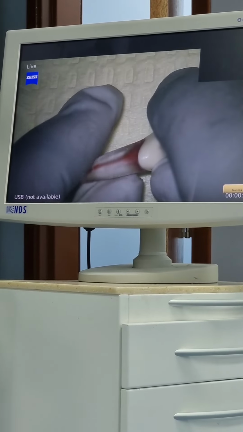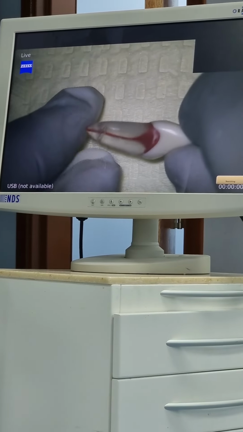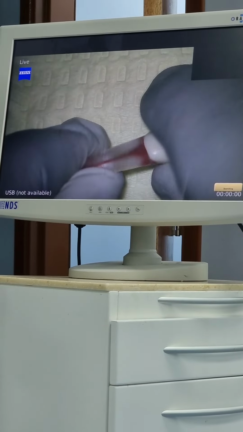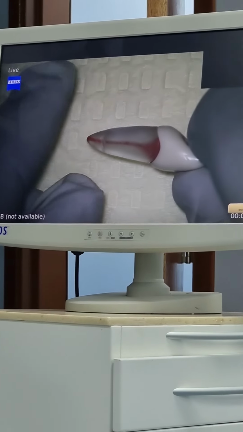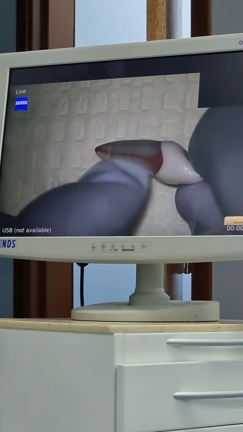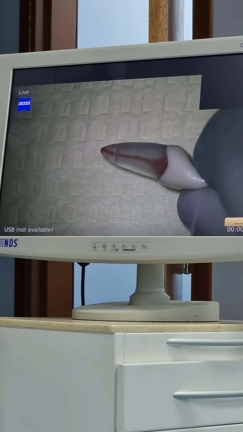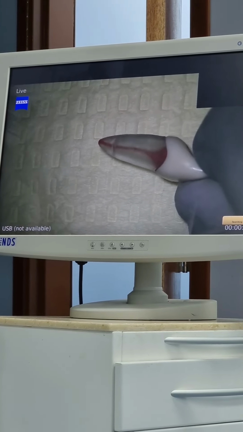Artificial central incisor. It's a plastic central incisor, so it's like a simulation of your natural tooth. And the red thing which you see inside, what is that? The root canal. That is the root canal and the pulp chamber.